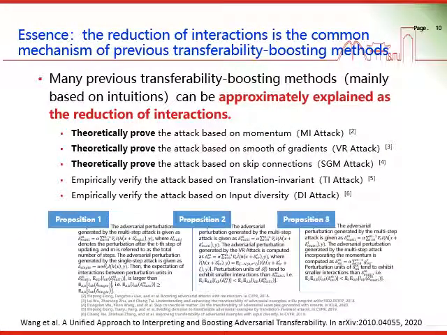The negative correlation between the interaction and the transferability can be verified from different perspectives. First, among all the previous methods of boosting adversarial transferability, we can prove that most of these methods actually decrease the interaction between input variables. We can theoretically prove that 3 of these methods actually decrease the interaction, and we can use experiments to prove that 5 of these methods decrease the interaction.